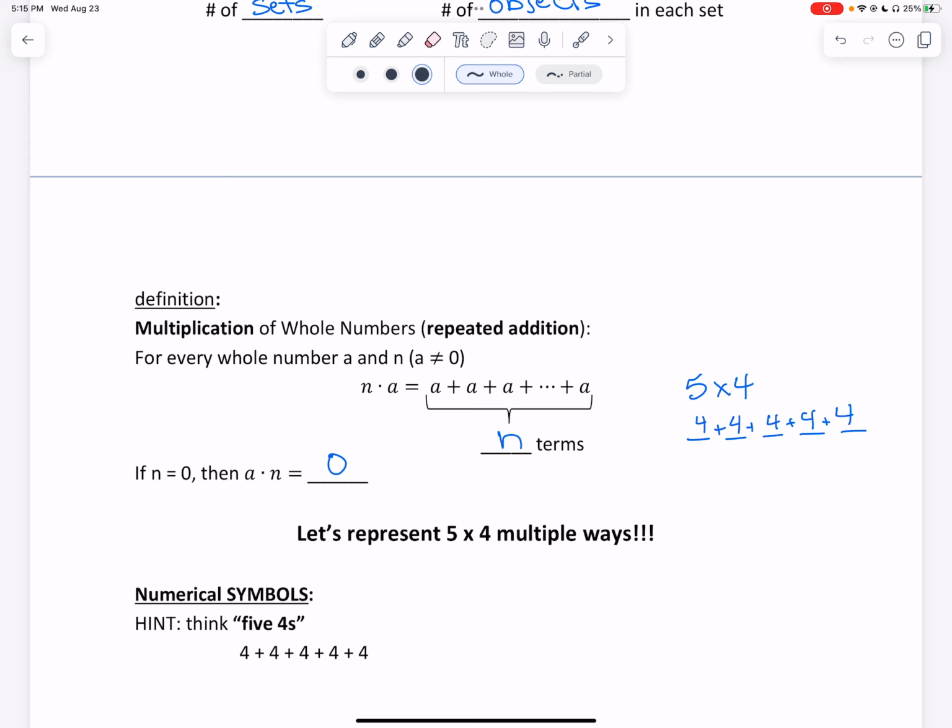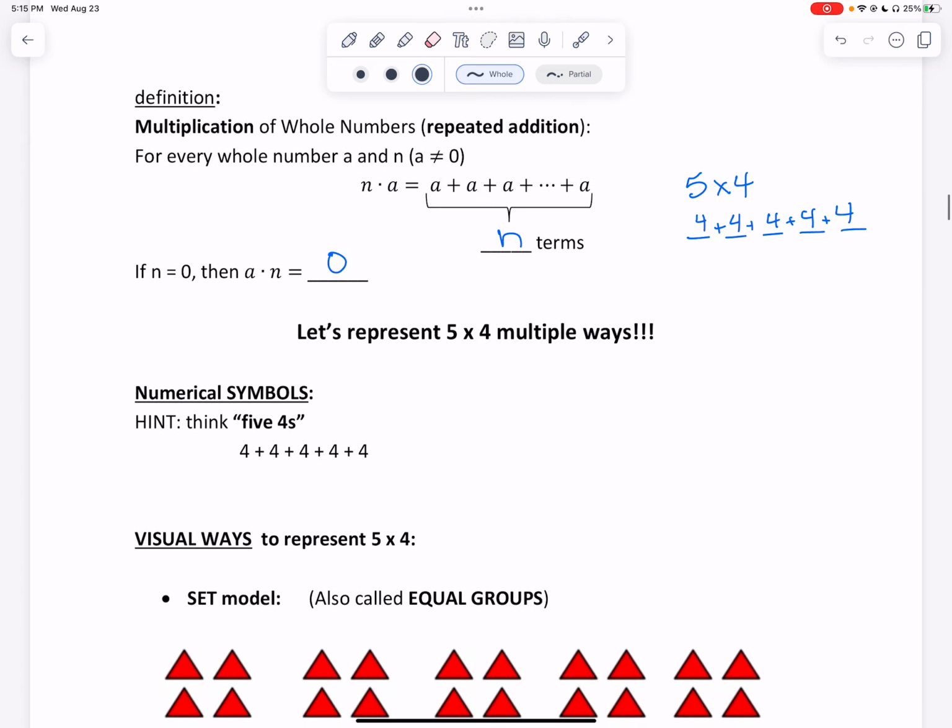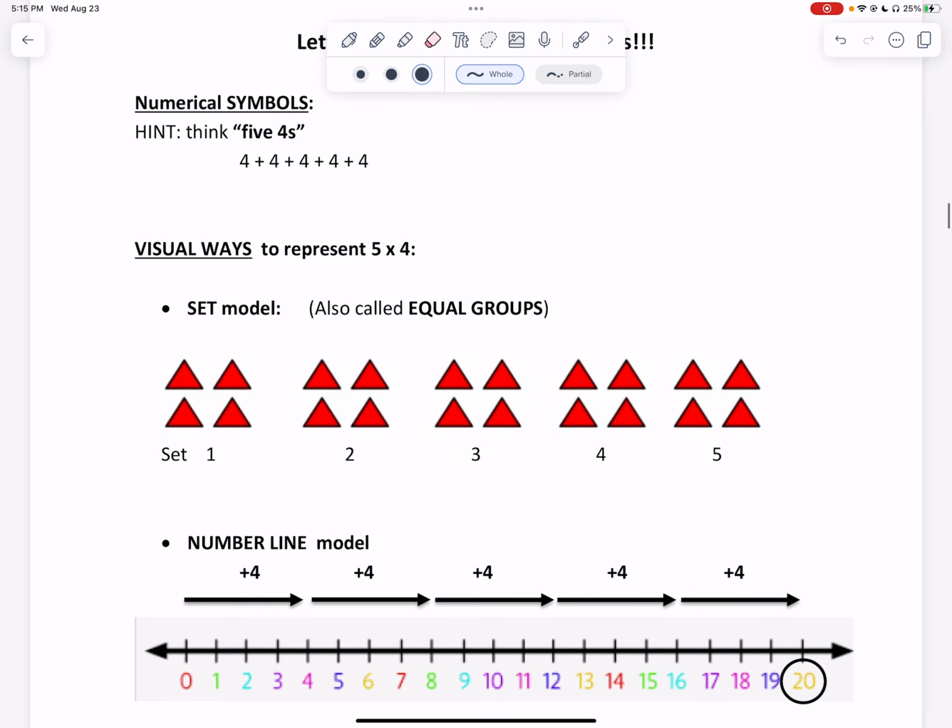We're going to multiply 5 times 4 a bunch of different ways. The first one is what I just talked about, repeated addition. 5 times 4, I want you to think of that as 5 fours, 5 sets of 4. So that will give me 20 to begin with. Here's a visual way of representing it. It's known as the set model, or some people call it equal groups. Notice I have 5 sets, and how many are in each set? We've got 4 in each set. So 5 sets of 4.